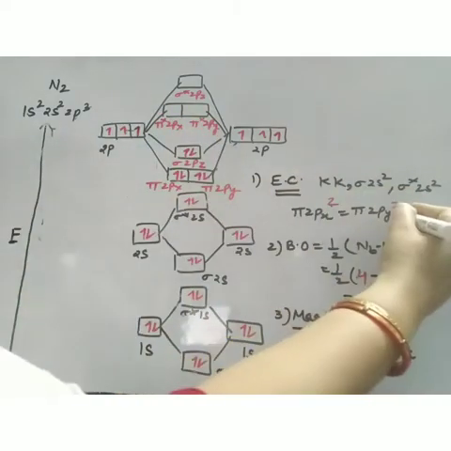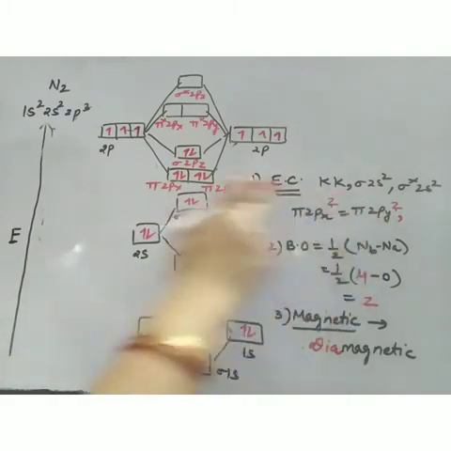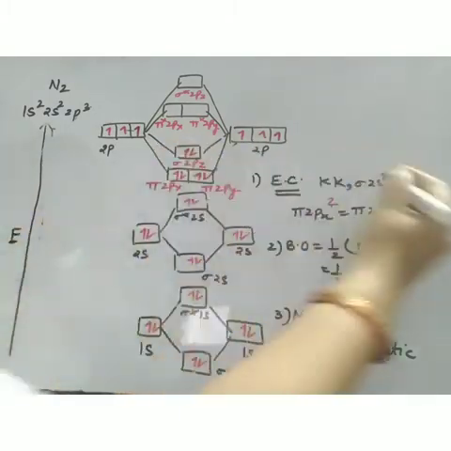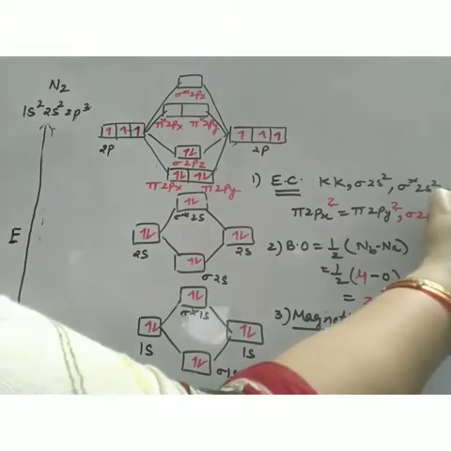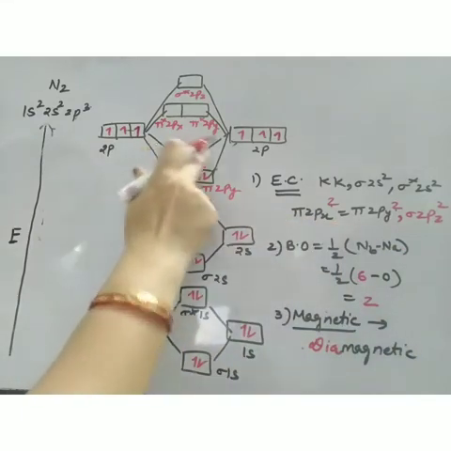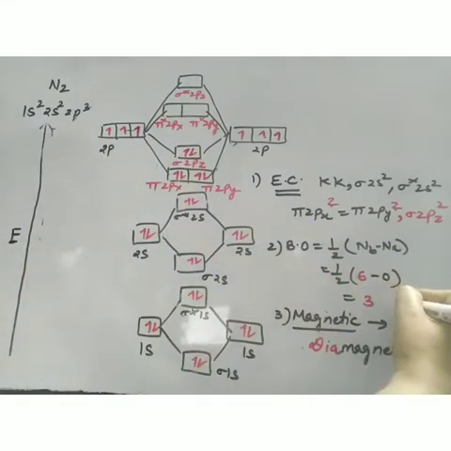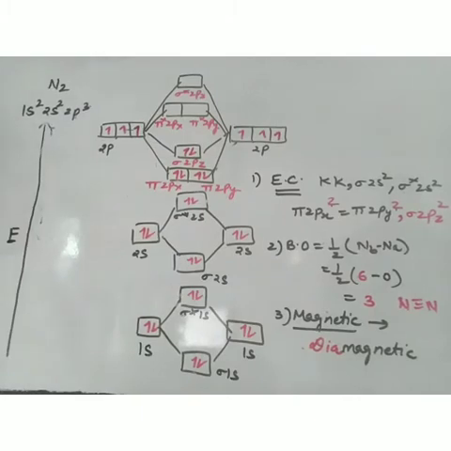Okay, now in the configuration also a change will be there. Now the equal to sign is there between these two because these two are together. Now sigma 2pz 2. Now bond order is half into 6 minus 0. 6 are there, so bond order is 3. It means nitrogen and nitrogen has a triple bond, and this is true also. And magnetic character, it is diamagnetic.